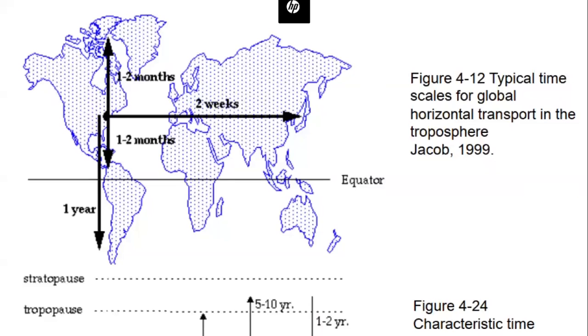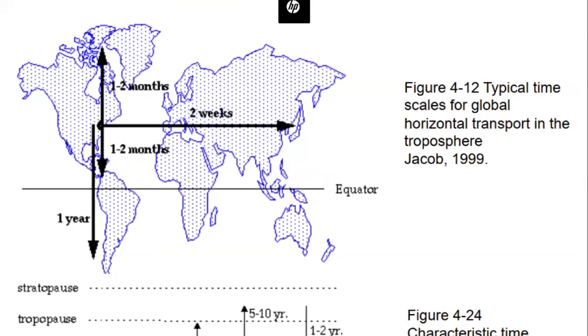So we mentioned that the pollution coming from North America needs only around 2 weeks to get transported to Asia. Well, if we want to transport pollutants to higher latitudes or to lower latitudes, right, to the equator or to the polar region, that's going to take several months. And if it wants to go across the equator, that's going to take a year. Right? This is the horizontal transport of air pollutants.